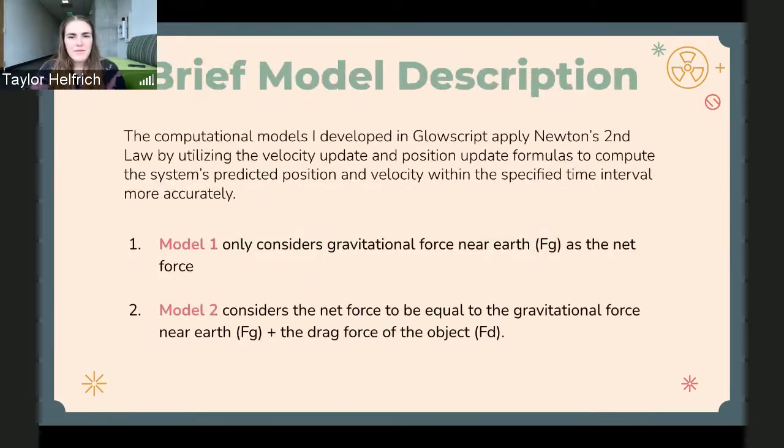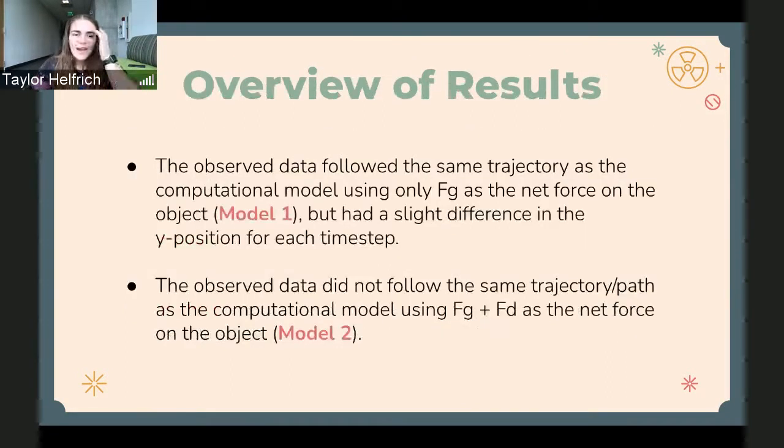A quick description of the models is that they utilize Newton's second law by updating the velocity and position to compute the predicted position and velocity. And the first model uses a net force equal to Fg, and the second model uses a net force equal to Fg plus Fd. Quick overview of results is that the observed data follows the same trajectory as the first model, but has a slightly different y position for each time step, and it doesn't follow the same trajectory at all really as the second model.